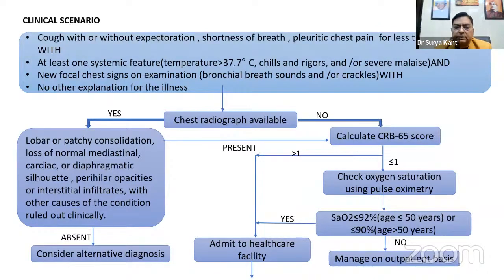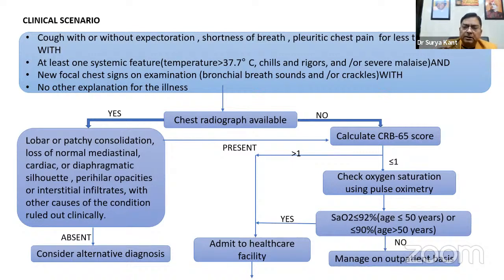If a chest X-ray is not available, then of course, calculate the CRP because it's a simple clinical test. And if it is more than one or less than one, if it is less than one, then check oxygen saturation using a pulse oximeter. Oxygen saturation less than 92% if less than 50 years, or oxygen saturation less than 90% if more than 50 years. I will not go into the simple formula I have kept.